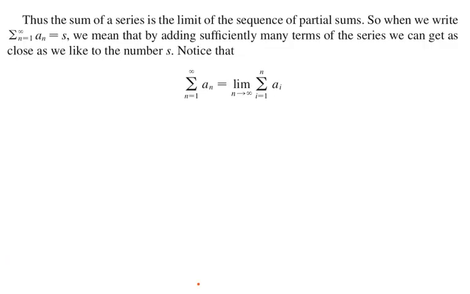So the sum of the series is the limit of the sequence of partial sums. So when we say the sum from n equals 1 to infinity of a sub n equals s, that's this notation right here. We say that if we add enough terms, we can get close to the sum of the series. So if we have this summation notation, we can look at it as the limit as n approaches infinity of the summation from i equals 1 to n of a sub i.